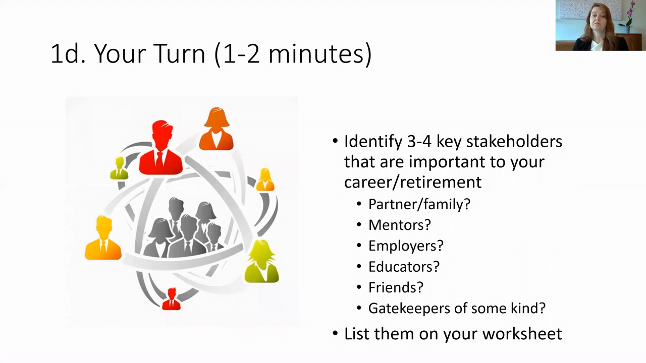Now it's your turn. On your worksheet, write down 4 or 5 key stakeholders that are important to your career or your retirement. They might be individuals or organizations. I've listed a few possibilities here just for brainstorming purposes. Pause the video while you do that, write down those stakeholders, and then move on to step 2 with me.